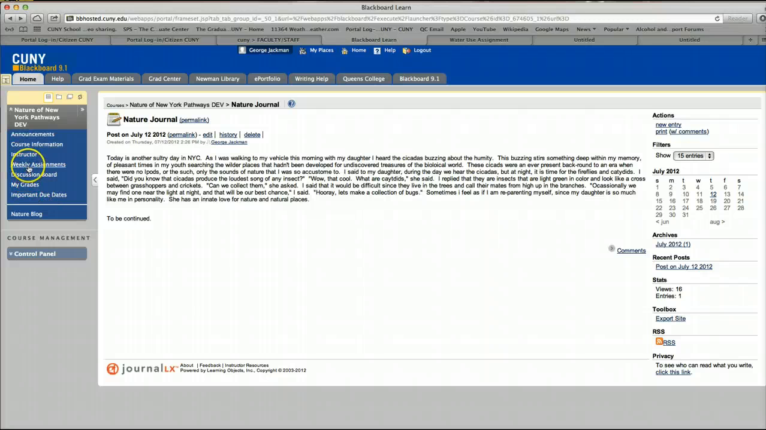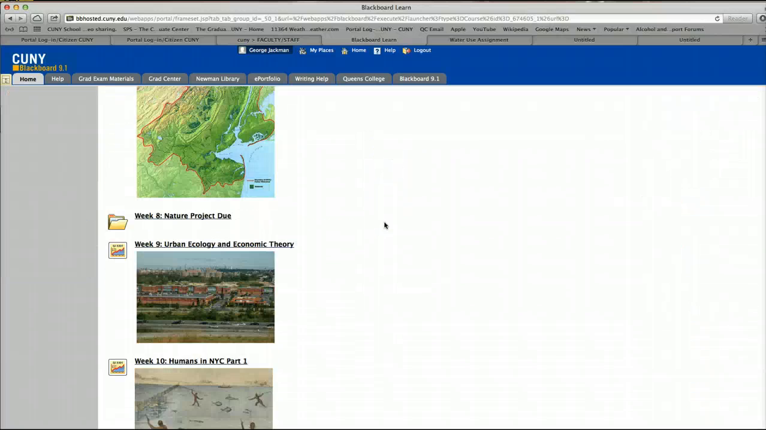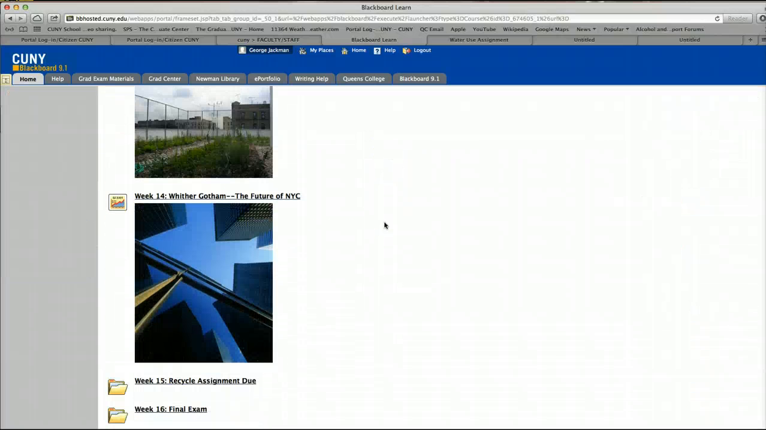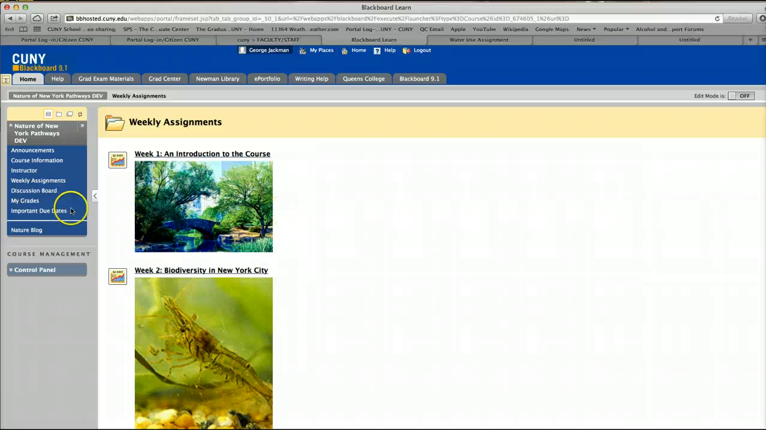What else do we want to look at? Weekly assignments. Important due dates, nature blog, and then the control panel. There's not too much that applies to you here. And that's it for this course.